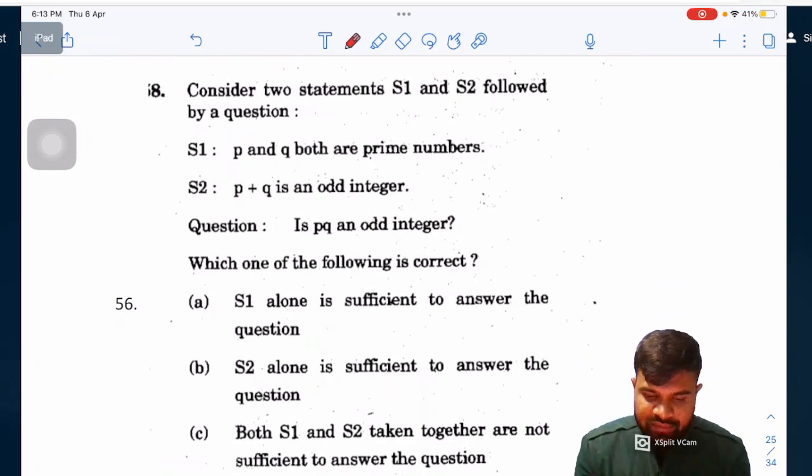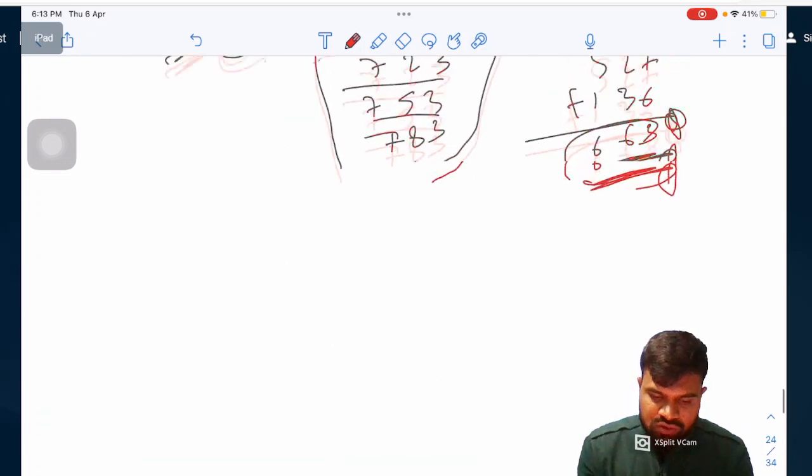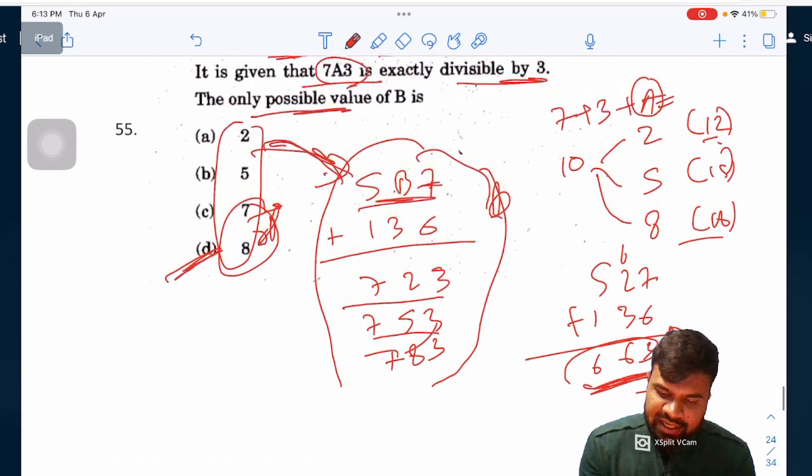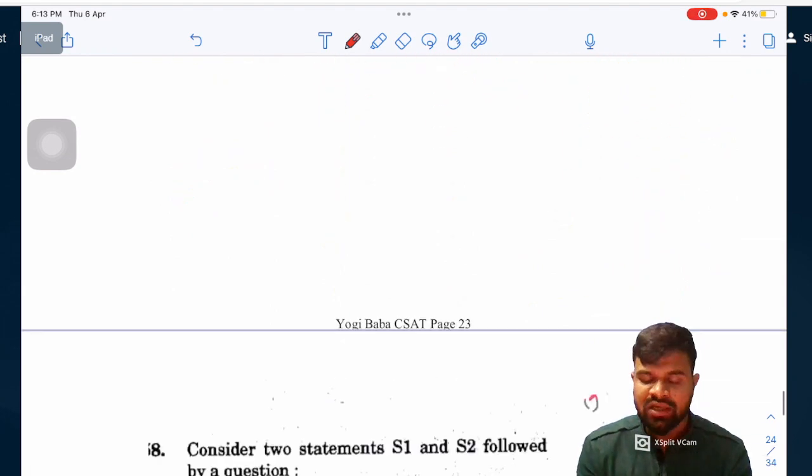Consider two statements, S1 and S2. So what you can do to do this question in an easy way: first put the values of b, hit and trial, try to find the answers, and then check with the values of a. That will be a bit faster, I guess.